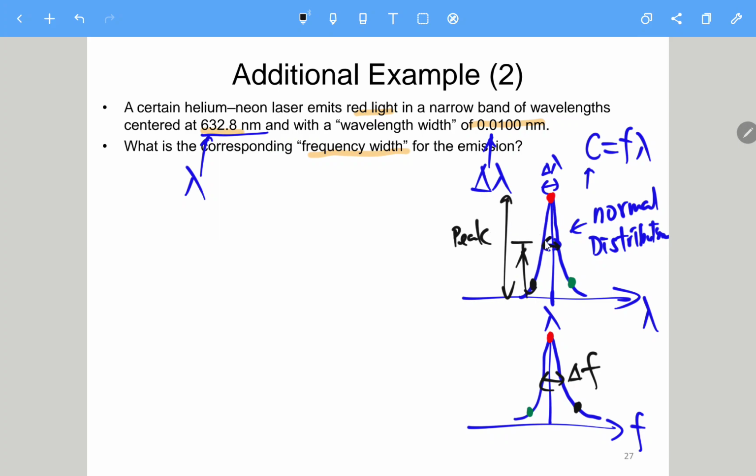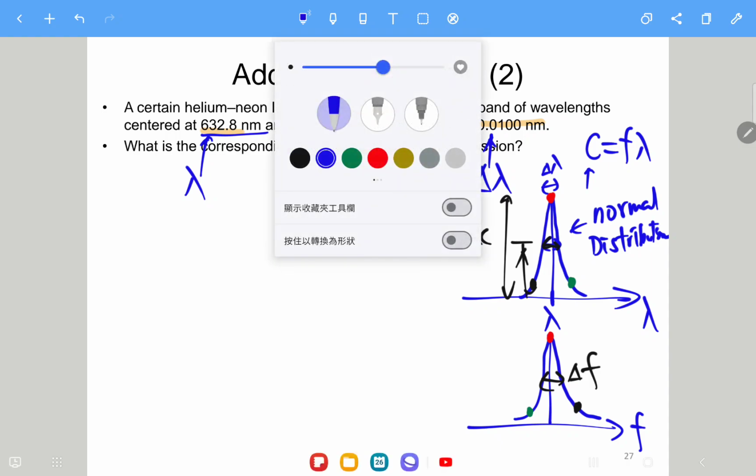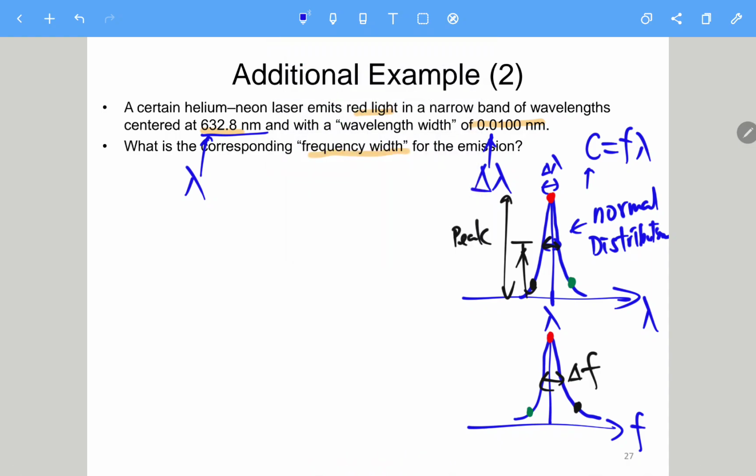This is, let's say, lambda, and then you try to add half of delta lambda, and then you plug in this value, and then you can find this point. And then also you can take lambda minus half of the delta lambda. You get this point, and then you plug in this equation, you can get that point, and then you subtract them, then you can get delta f. But here, as a bachelor student, we can use calculus to calculate it.